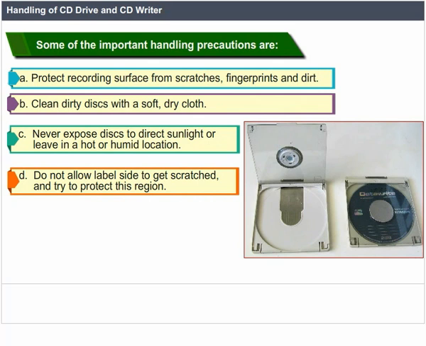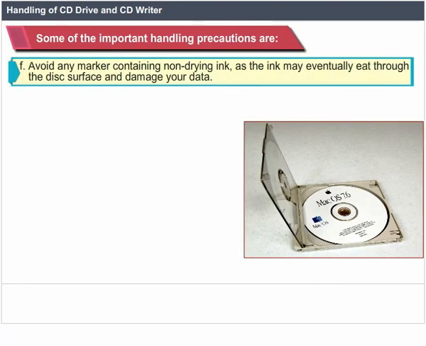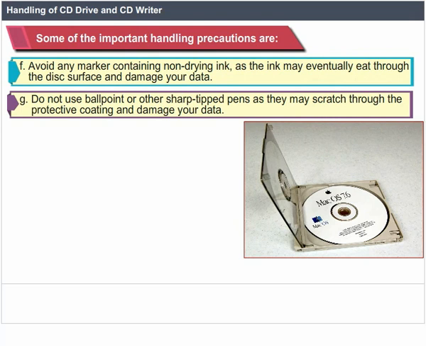Use only quick-drying permanent markers to write on disks. Avoid any marker containing non-drying ink, as ink may eventually eat through the disk surface and damage your data. Do not use ballpoint or other sharp-tipped pens, as they may scratch through the protective coating and damage your data. Use labels which are designed for recordable CDs.